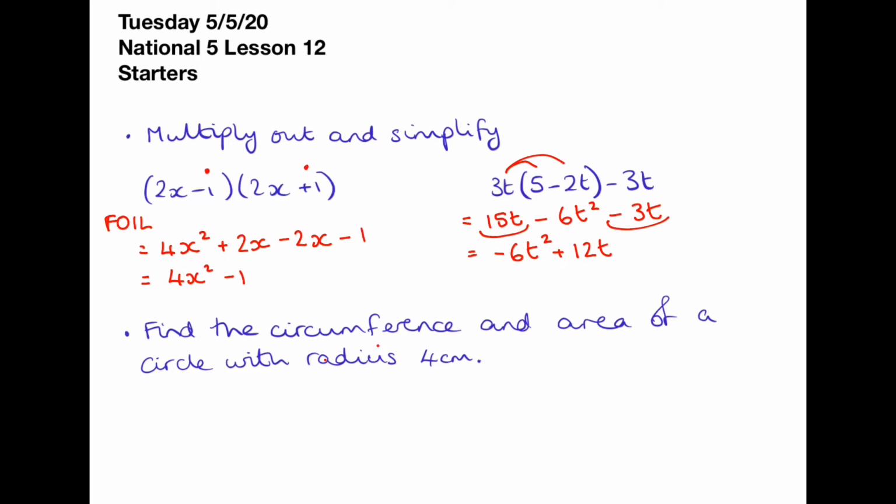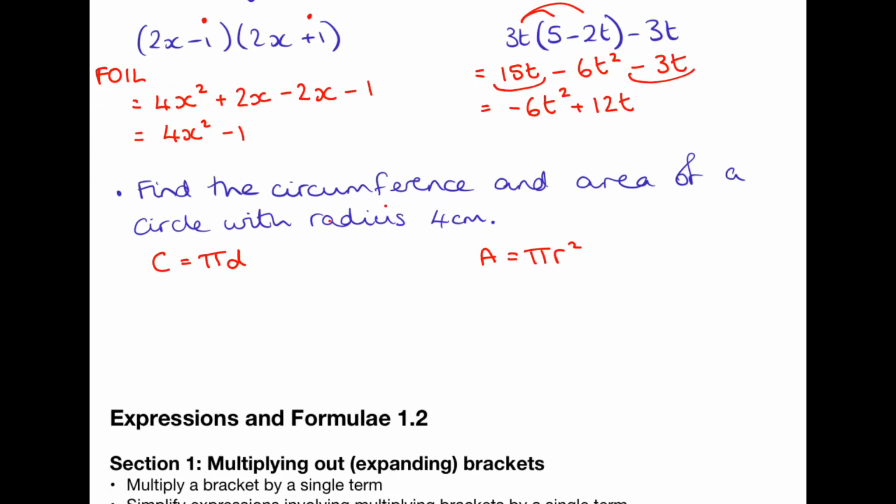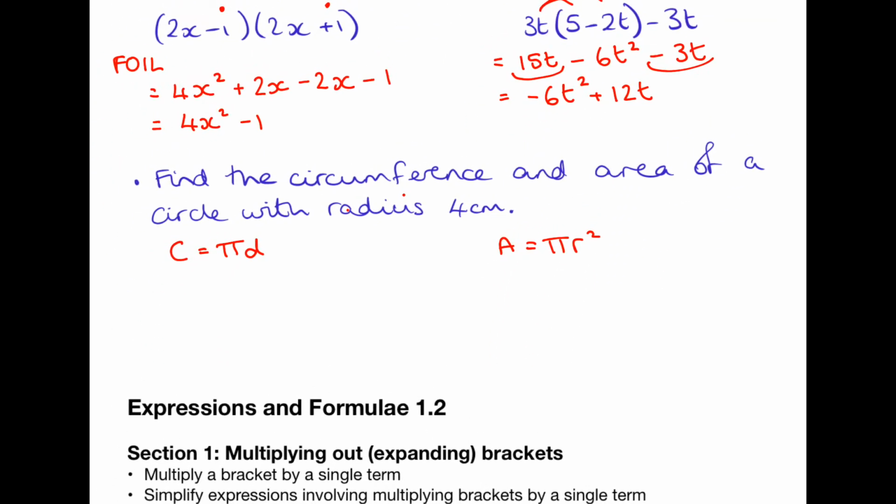Right, so the next question, we're looking at circumference and area of a circle. So we need to remember our formulas. The formula for circumference is C equals pi d. The formula for area is A equals pi r squared. And if you're able to remember those two formulas but get muddled up about which one's which, just remember area is measured in square units. So area is the one with the squared in it. Okay? Right, so let's get on with the circumference then.